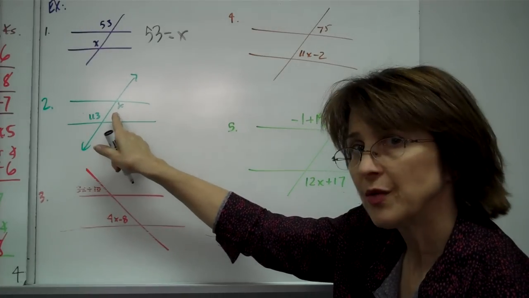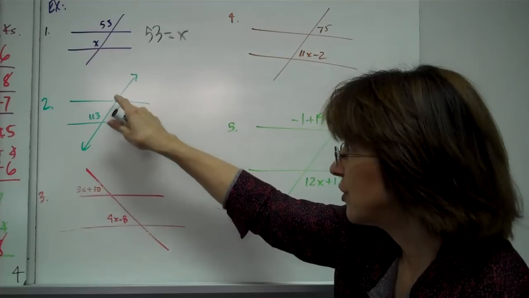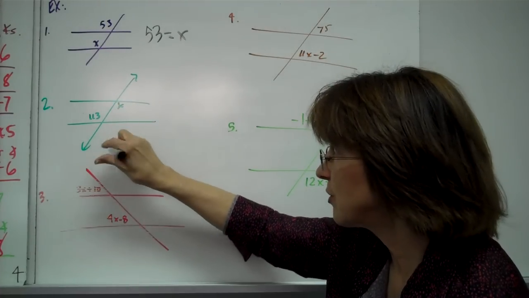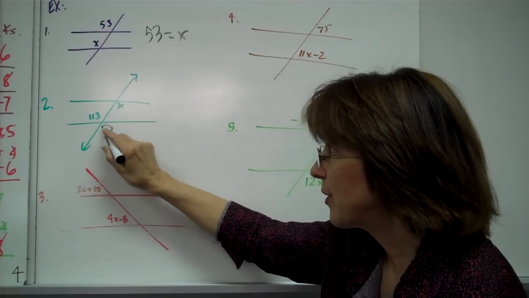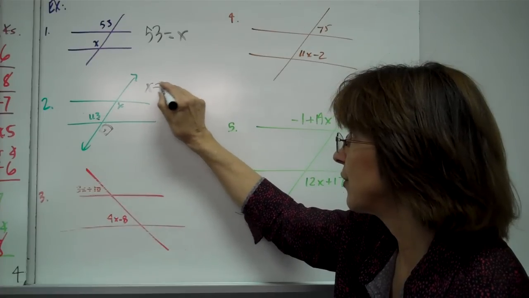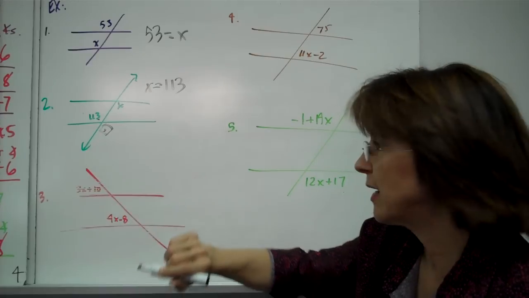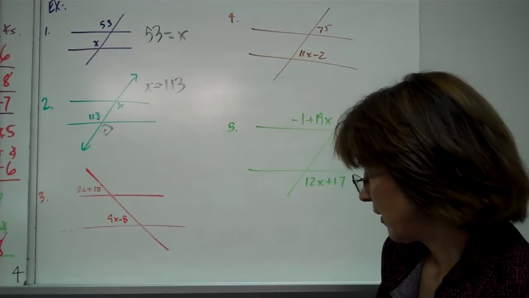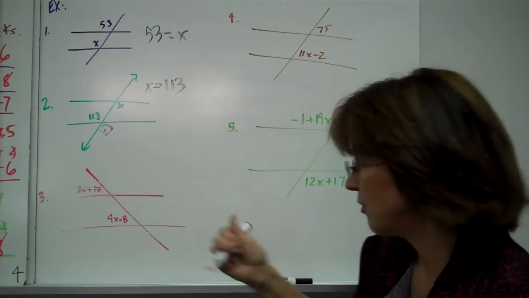These are alternate interior. And they are also equal because if you think about it, this x corresponds with this angle down here, but that's vertical to that one, and that one's equal. So x equals 113. And we'll do more examples of this in class if you don't quite get it the first time.